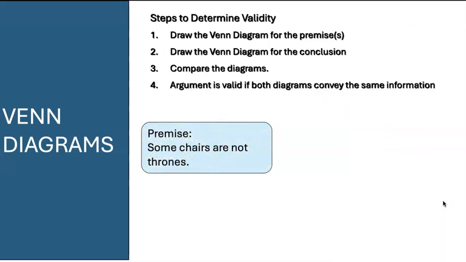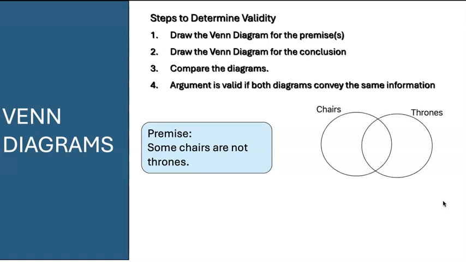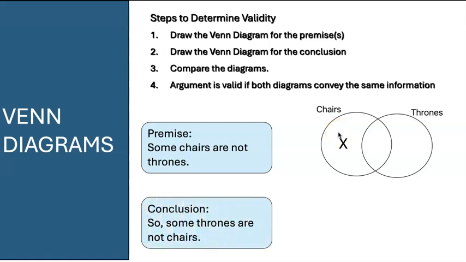Here's another one. Some chairs are not thrones. So we have chairs, we have thrones. If it says some chairs are not thrones, that means we're going to put an X over here in the chair circle, but outside of the throne circle. So some members of the chair circle are not in the throne circle. Conclusion: some thrones are not chairs.